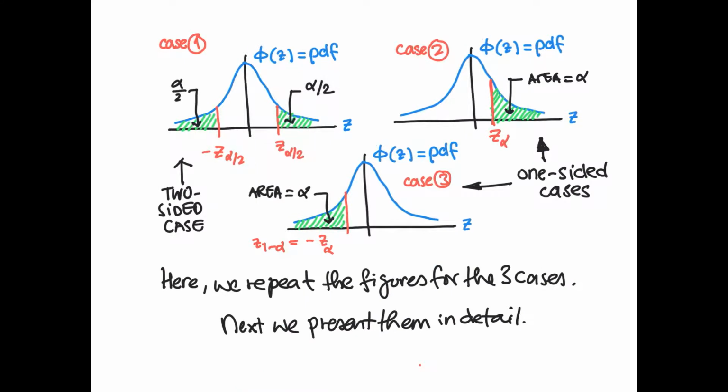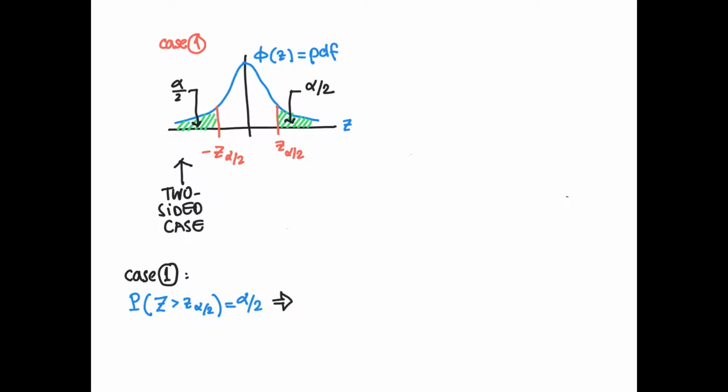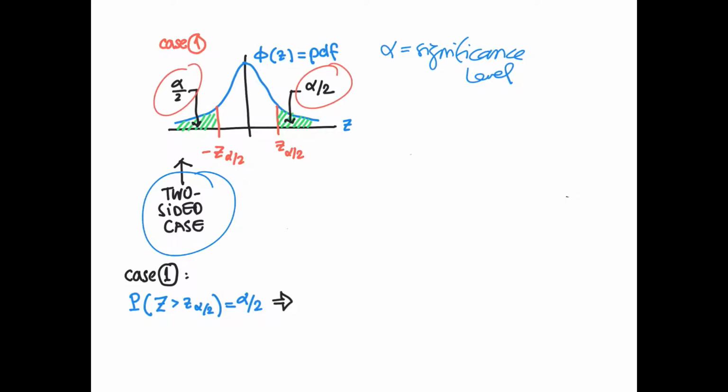Here we repeat the figures of those three cases, and we're going to discuss them in a bit more detail. For case one, we have a two-sided case where we split the significance level in half, and we put half of that significance level in a probability to the right and a probability to the left, alpha over 2. But because of the symmetry, we only need to calculate this one, because the other is going to be the negative of the first one.